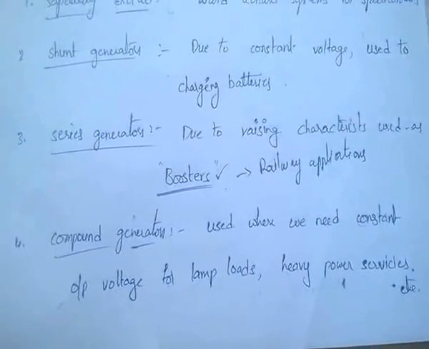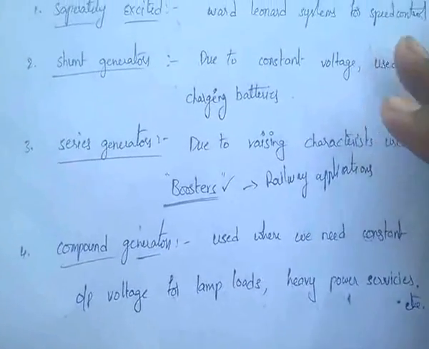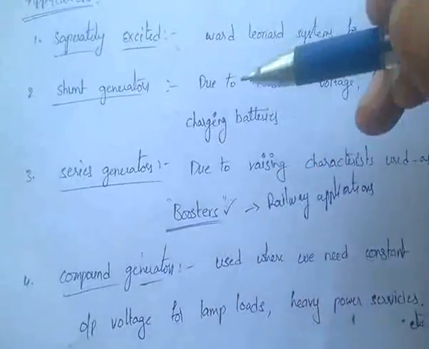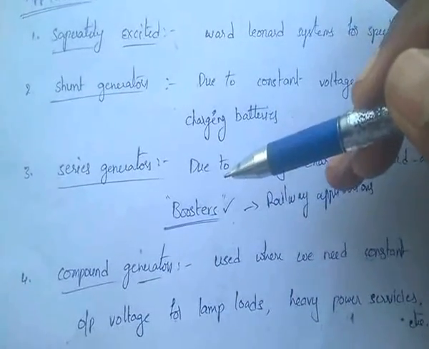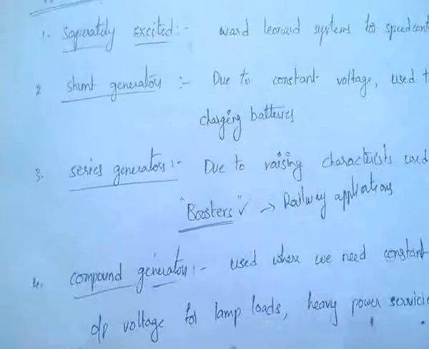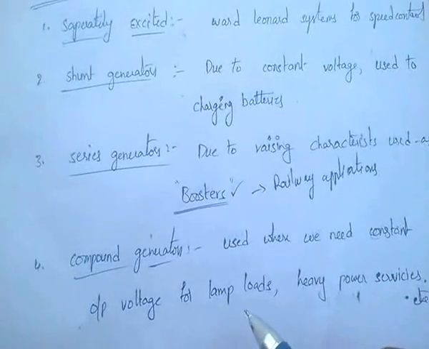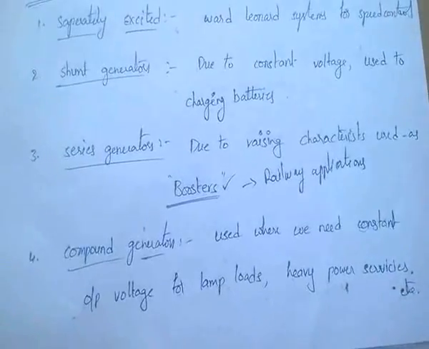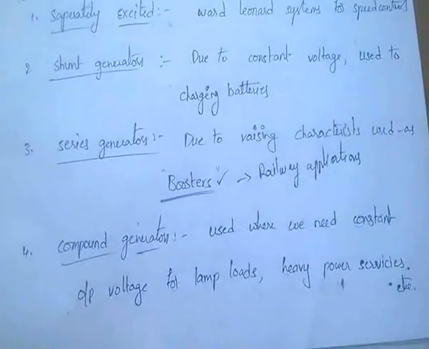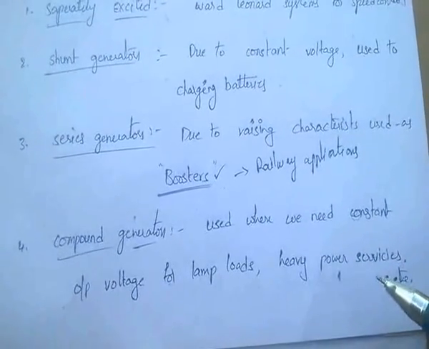And compound generators, they are a combination of both series and shunt. These are used whenever we need constant output voltage, for lamp loads and heavy power services.